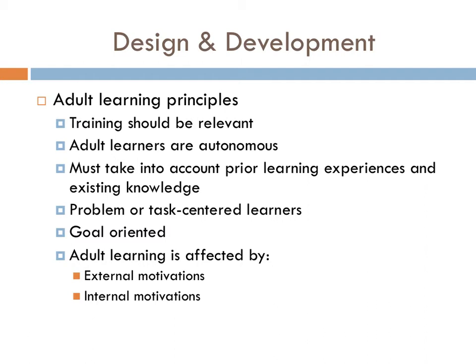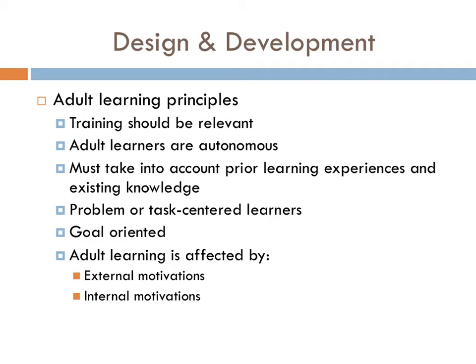You must take into account the prior learning experiences and existing knowledge when you teach. Often, the learner's past experiences can actually influence their current learning experience if there can be a connection made between the two. Adults are problem or task-centered learners, and they're also goal-oriented. So it is important to tie together the clear learning objectives and specific tasks to help increase their participation in the learning process.